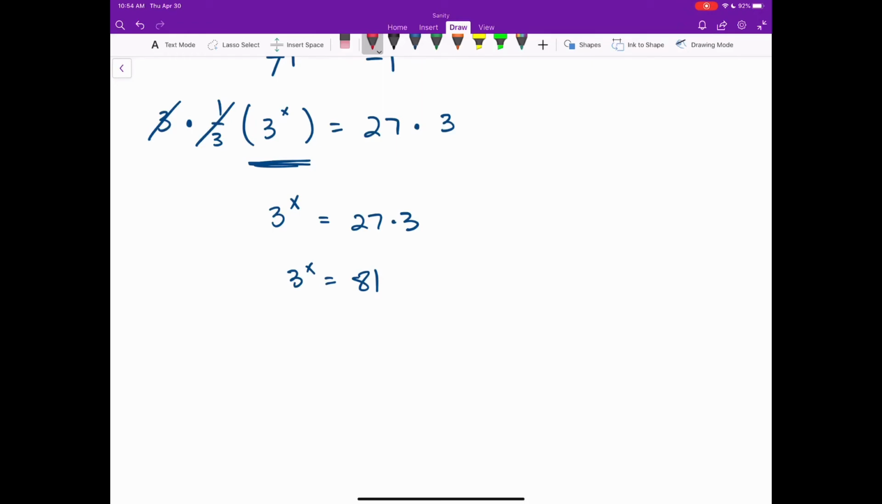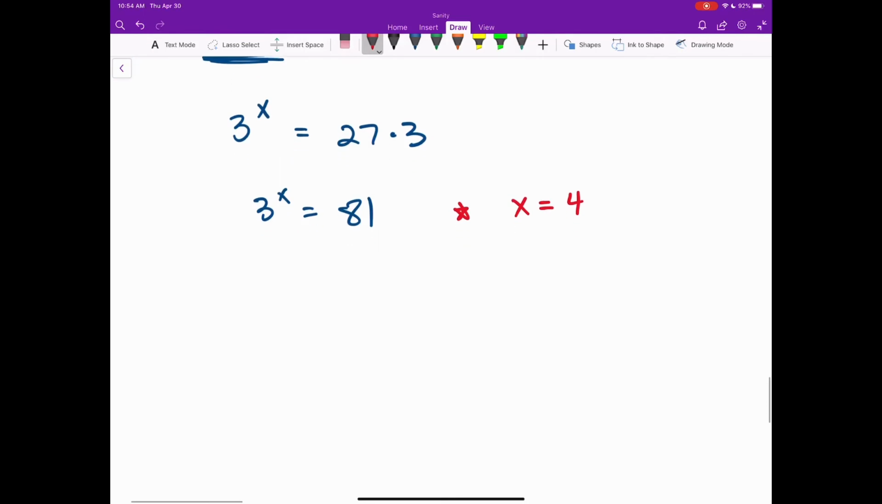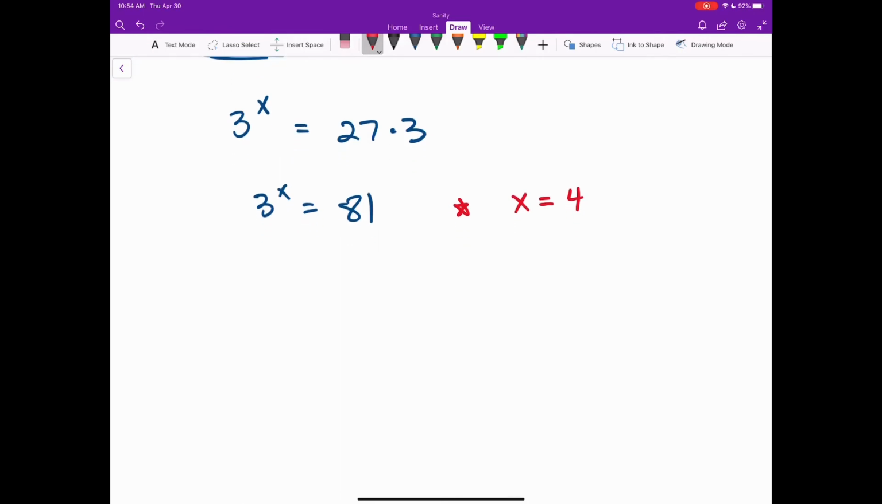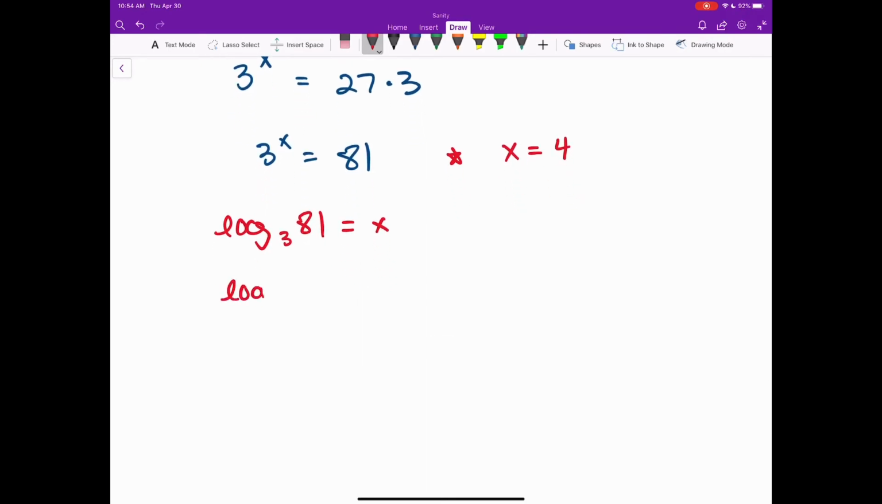From right here, I can recognize, okay, I have memorized that 3 to the 4th power equals 81, so I'm going to guess that x equals 4. Again, if you want to use your change of base formula, let's keep going. I'm going to write this in logarithm form, so log base 3 of 81 equals x. Using my change of base, I'm going to pick a new base of 10: log base 10 of 81 divided by log base 10 of 3 equals x, and if you plug that into your calculator, it does give you that x equals 4.